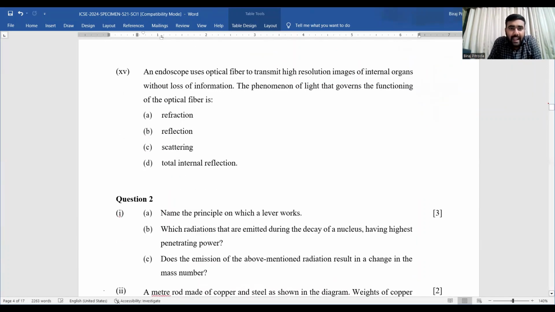The question is, an endoscope uses optical fiber, important keyword, to transmit high resolution images of internal organs without loss of information. Without loss of information, second important keyword. The phenomenon of light that works the functioning of the optical fiber is dash. Refraction, not possible. Reflection, again not possible, because I don't need any loss of information. In reflection, we do have some loss of information. Scattering, not possible. Total internal reflection is possible.